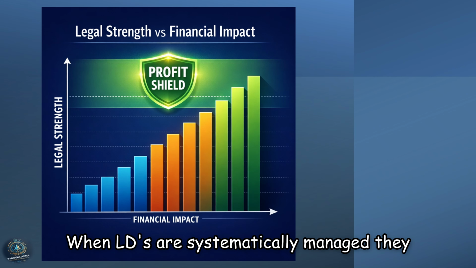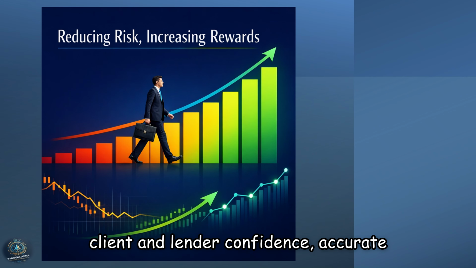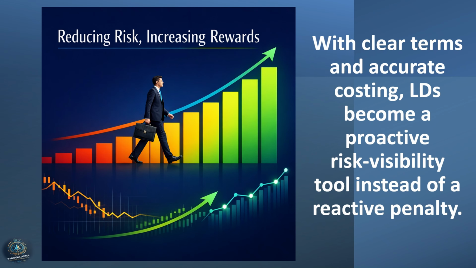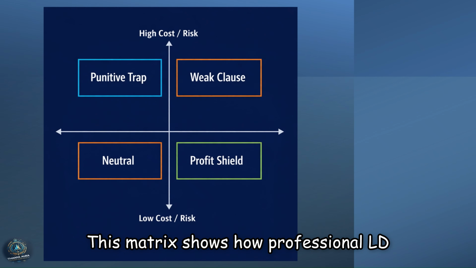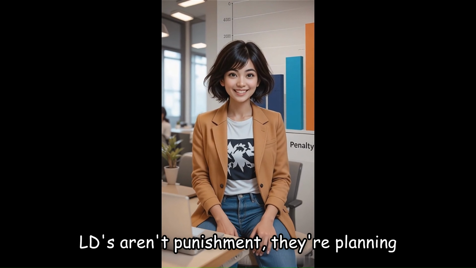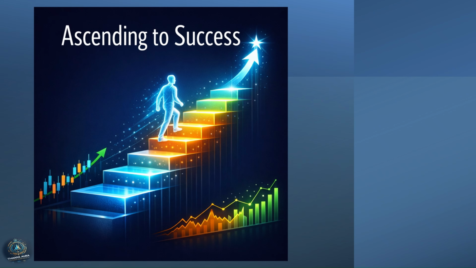When LDs are systematically managed, they deliver more than compliance. Protected profit through clear pre-agreed terms. Reduced legal dispute risk. Stronger client and lender confidence. Accurate bid costing and risk visibility. This matrix shows how professional LD management moves your position from punitive trap to profit shield. LDs aren't punishment. They're planning tools that protect profit.